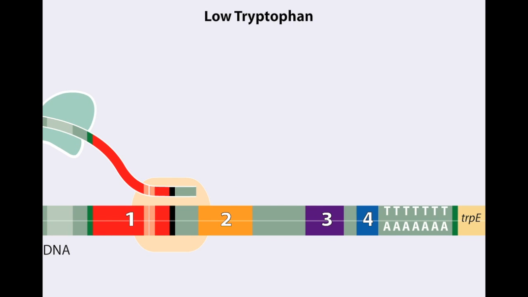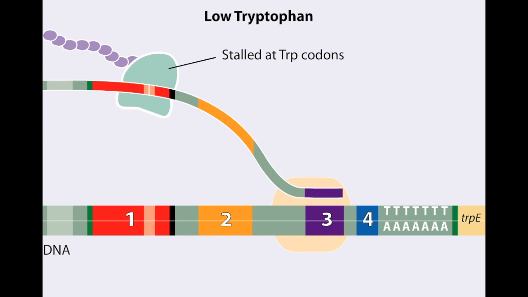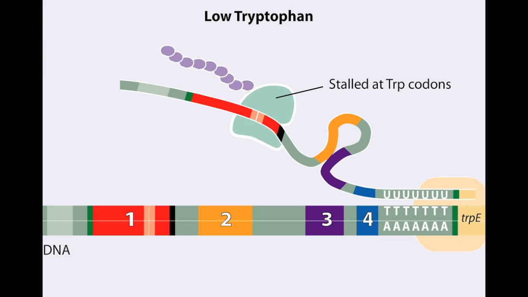When tryptophan is scarce, the ribosome stalls at the tryptophan codons. Therefore, region 2 is not covered when region 3 is transcribed, allowing regions 2 and 3 to form a hairpin that does not terminate transcription.